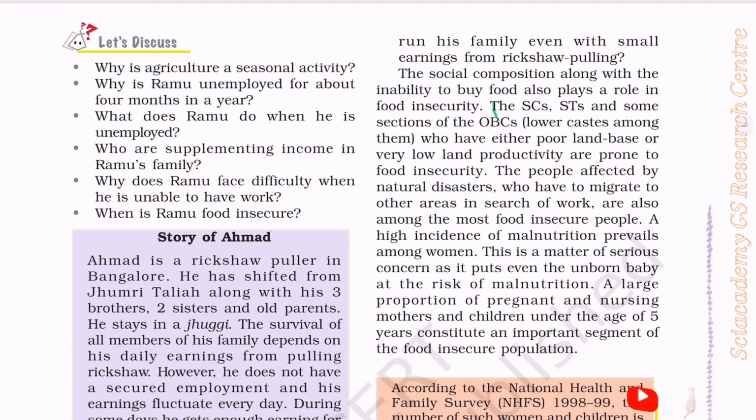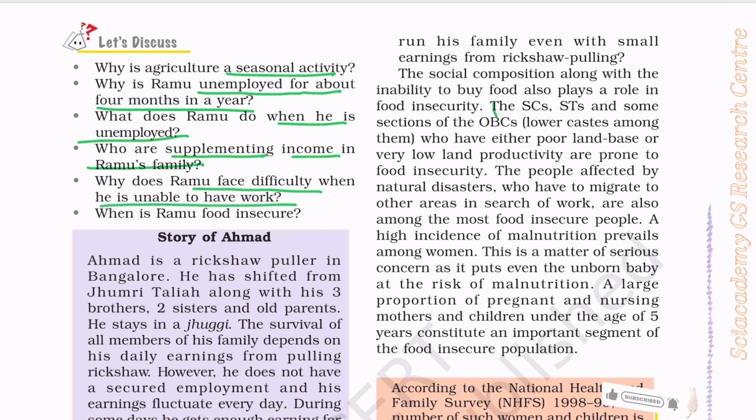Let's discuss. Why is agriculture a seasonal activity? Why is Ramu unemployed for about 4 months in a year? What does Ramu do when he is unemployed? Who are supplementing income in Ramu's family? Why does Ramu face difficulty when he is unable to have work? When is Ramu food insecure?